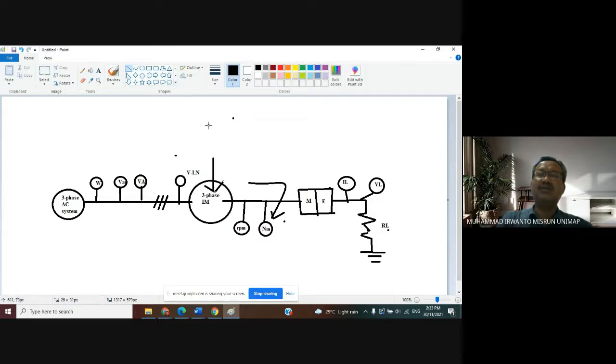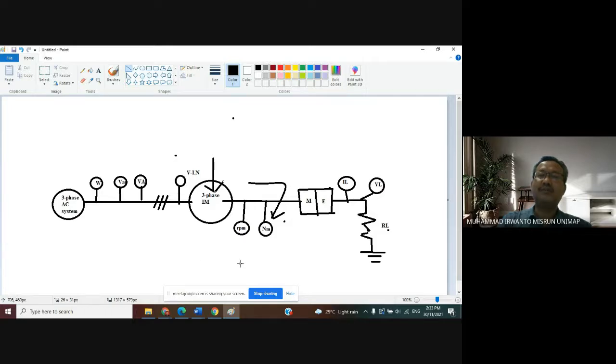And then by varying the number of poles. For example, before the number of poles is 6, and then for objective B, change the number of poles to 4 and 2, with various RL the same. Observe the values of watt, var, VA, RPM, Newton meter, IL, and VL. And then observe the characteristic of the induction motor.